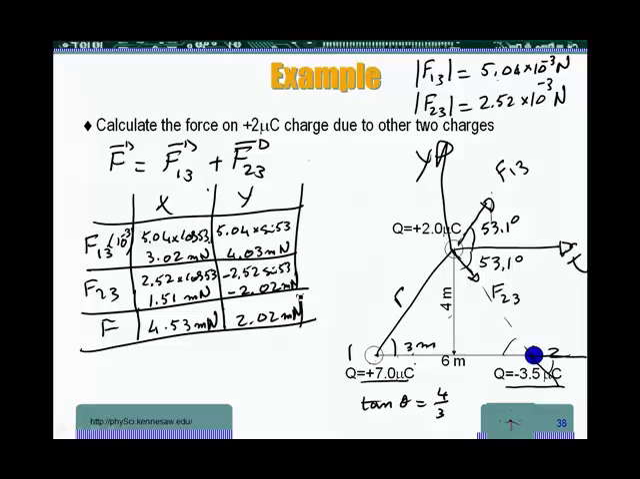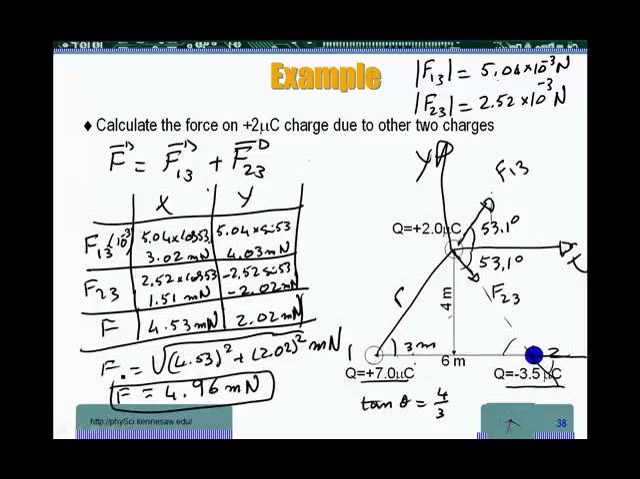Okay, so what's the magnitude of my force? It's going to be the square root of 4.53 squared plus 2.02 squared millinewtons. That gives us about 4.96 millinewtons. Okay, so that's the magnitude of my force.